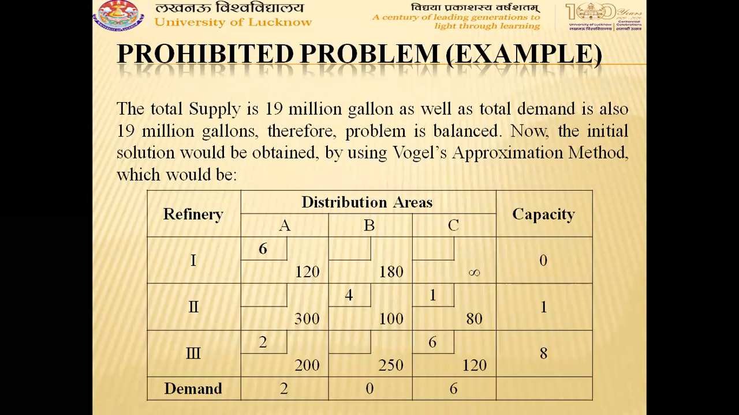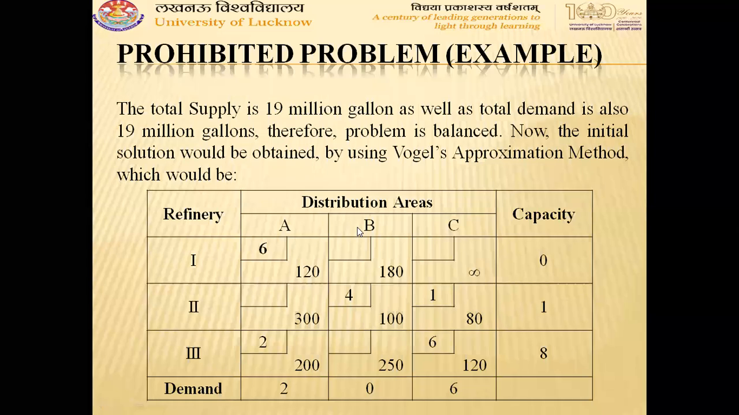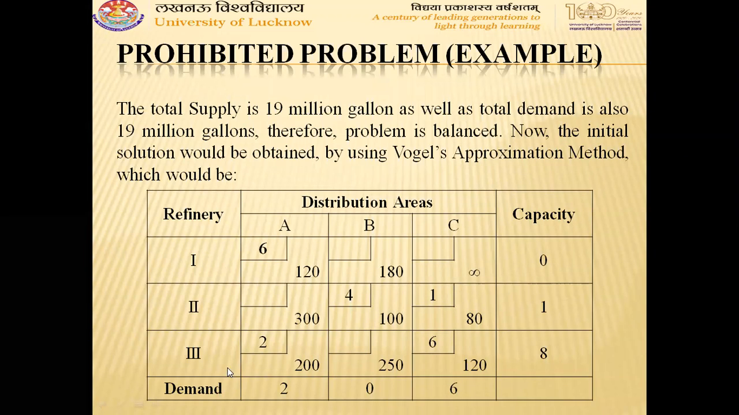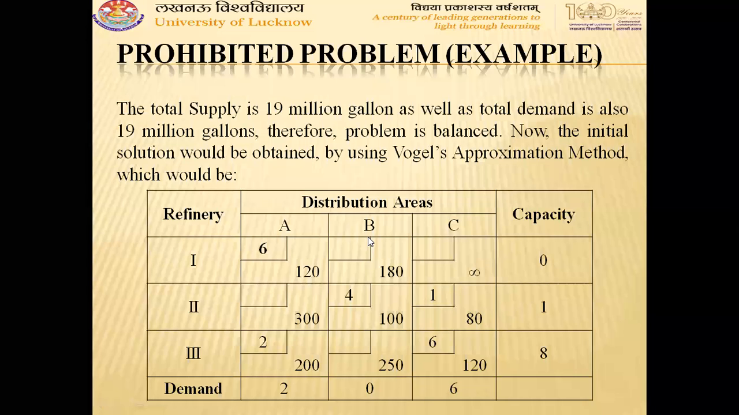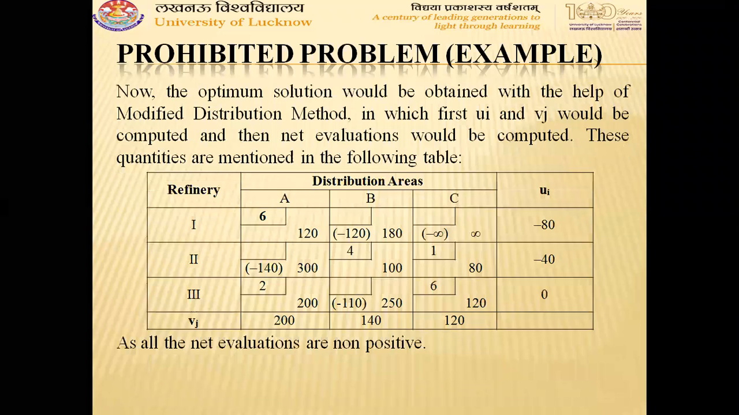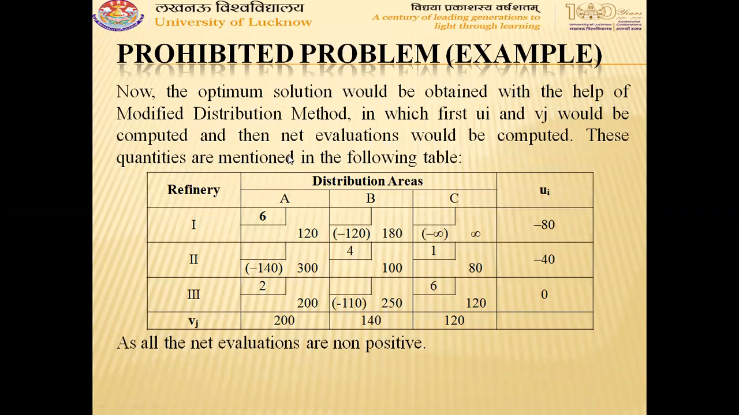So I have solved the problem by first obtaining the initial basic feasible solution using Vogel's approximation method. After applying Vogel's approximation method, this table is obtained. Then obtain the optimum solution. The optimum solution is obtained by using the modified distribution method, where we calculate ui, vj, and net evaluation.